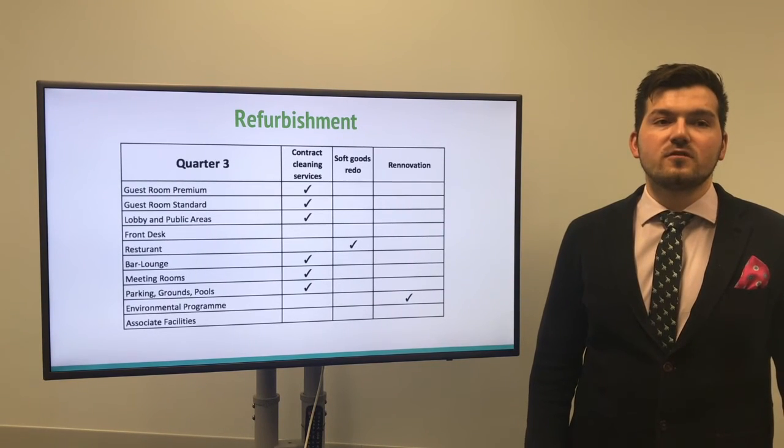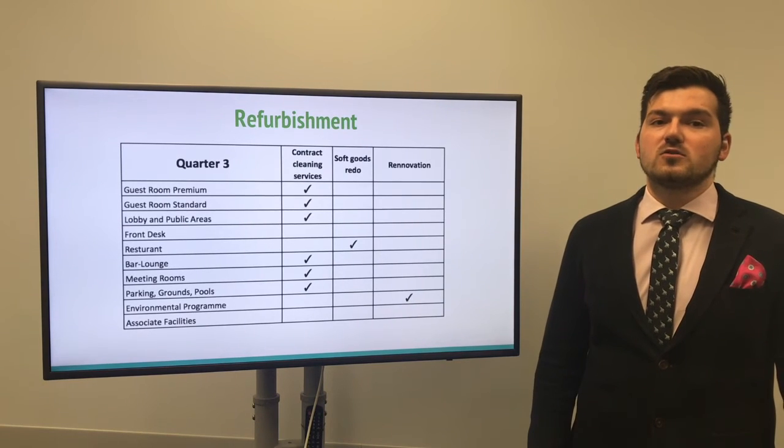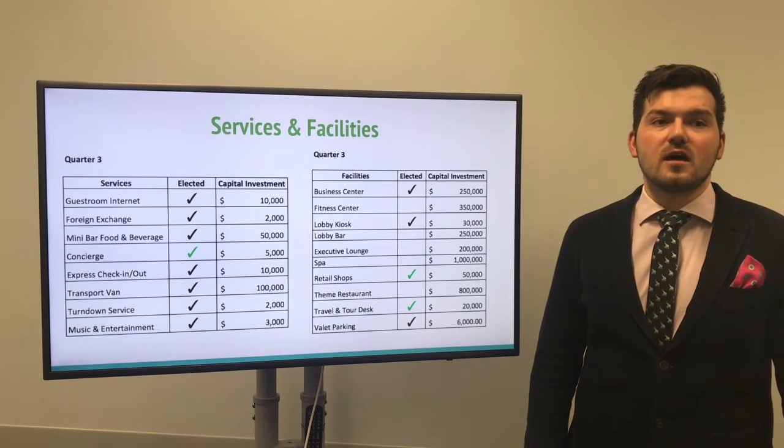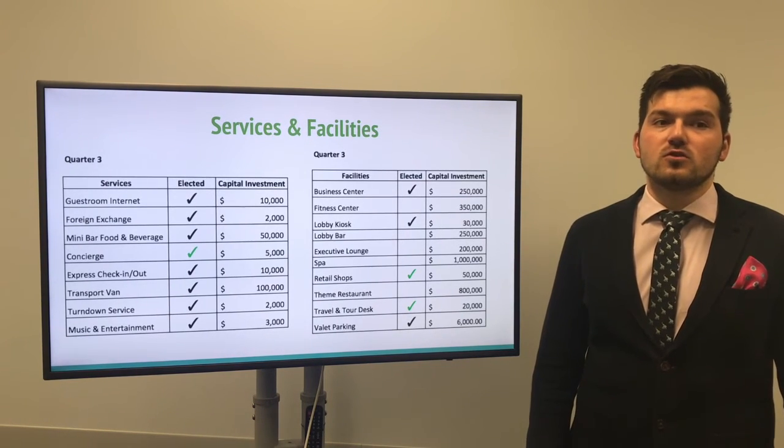Finally, we decided to renovate the environmental program as it was very low in our reputation management. We have decided to provide even more facilities and services in this quarter, hoping that this will allow us to raise up the prices and increase revenue in July.